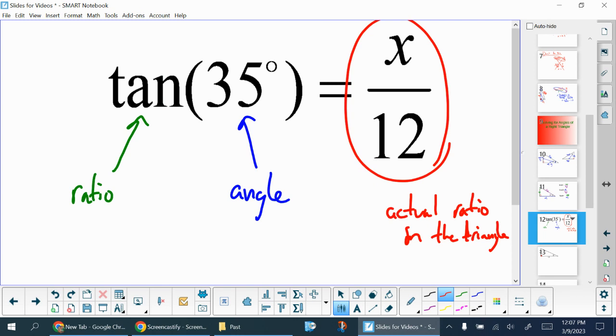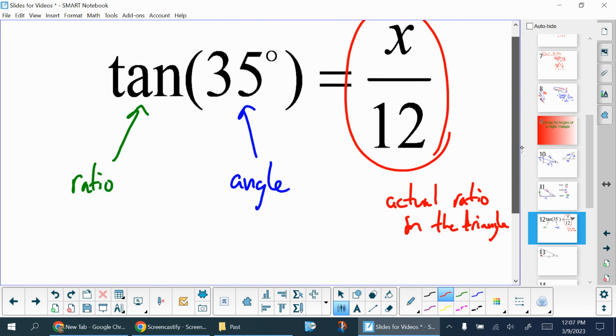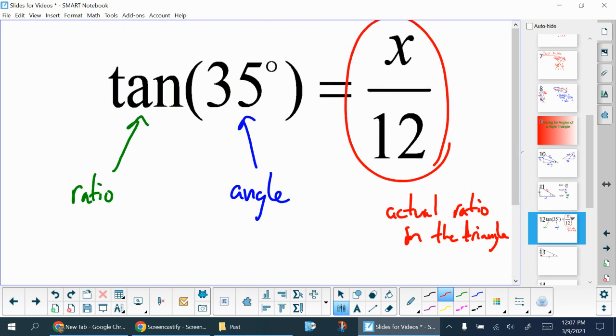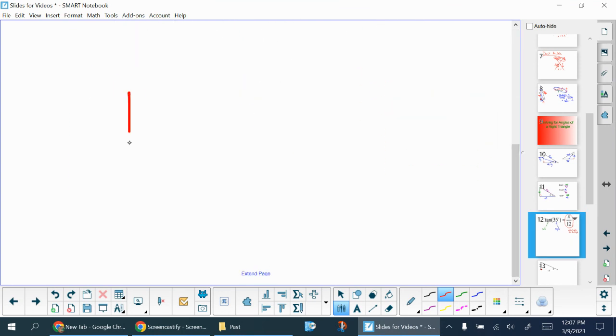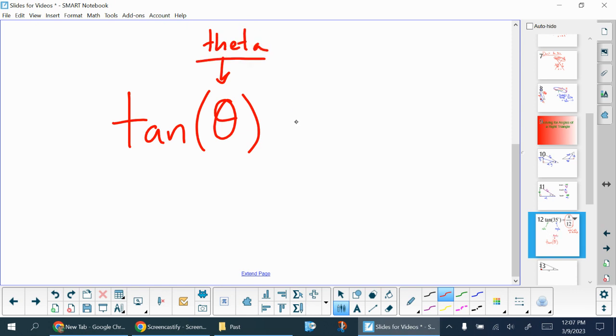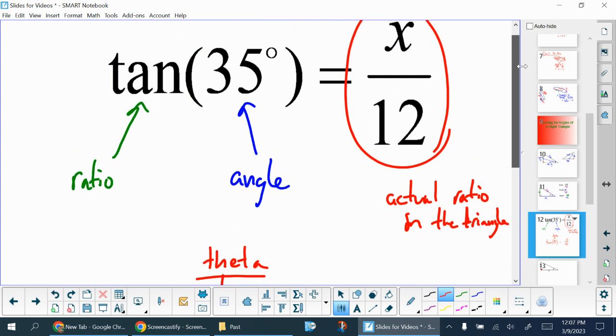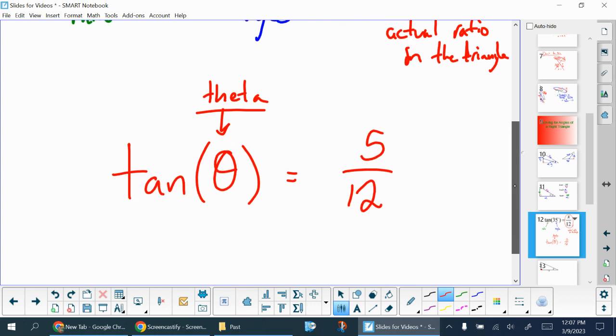Now, when we do inverses, which we use to solve for the angle, instead of having an x here, we're not going to know the angle. So we're going to see equations that look more like this: tangent of theta equals 5 over 12. Theta is just a variable we use for angles quite a bit. In this case, we will know two of the sides, but we won't know the angle. We can't type this into our calculator like this because we don't know what theta is. With normal tangent, we put the angle in and it tells us the ratio. We can't do that.